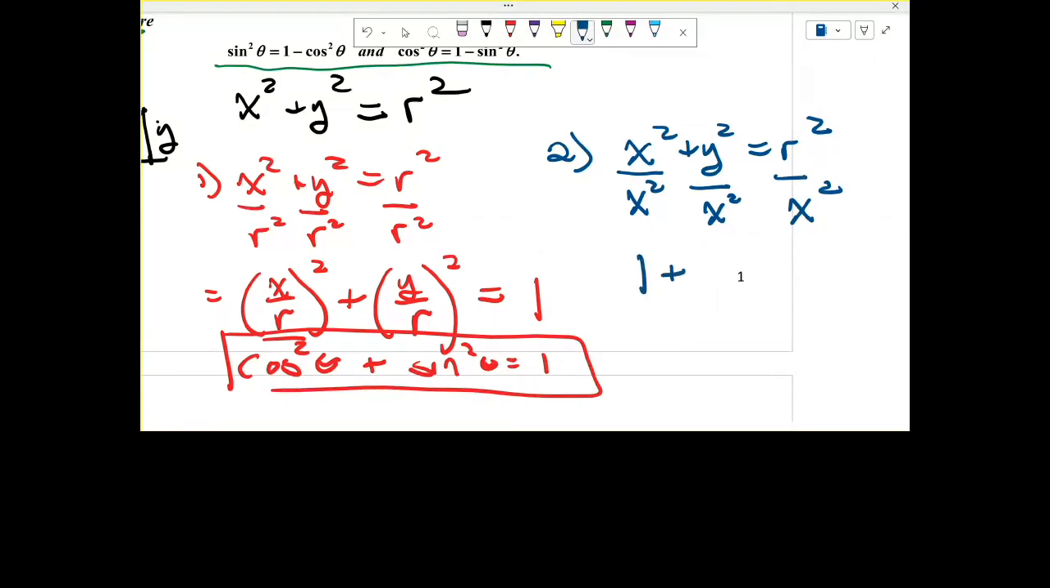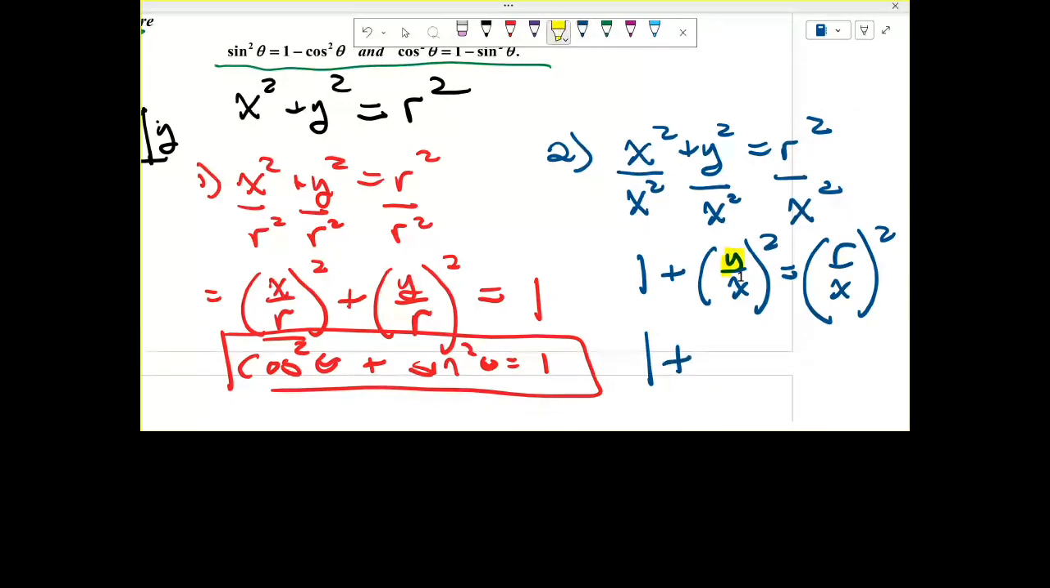Okay. Y squared over x squared. I can think about that as y over x all squared. R over x squared, I can think about that as r over x all squared. Okay. Now I'm going to go really slow here. Look, I'm going to write 1 plus.